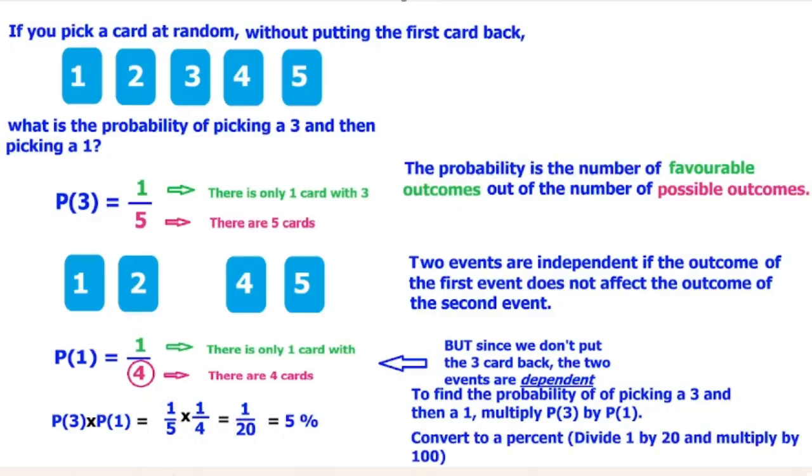Now you can express that as a percent. You can convert it to a percent. Divide 1 by 20 and then multiply by 100, which gives you 5%. So the probability of picking a 3 and then a 1 without putting the 3 back is 5%. And that's it. That's all there is to that problem.